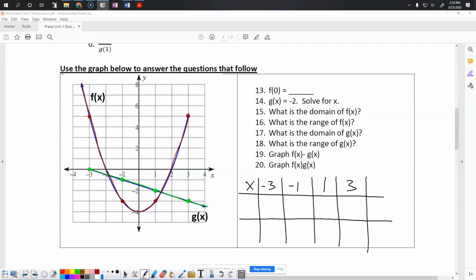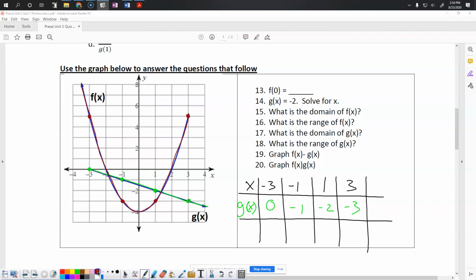Okay? And so now I'm going to give all the y values that go with those x values. So for x equals -3 on the green line, the y value is 0. Oh wait, I need to put G there because this is the G line, not the F. Alright, for the next one, when x equals -1, y equals -1. So put -1 there. When x equals +1, y equals -2. And when x equals 3, y equals -3.